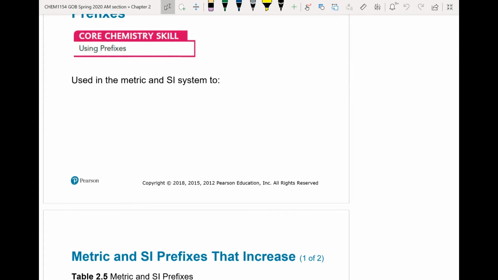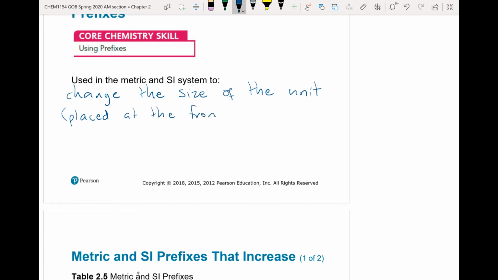So these prefixes are going to be used in the metric and the SI system to change the size of the unit. And again, they're going to be placed at the front of the unit.